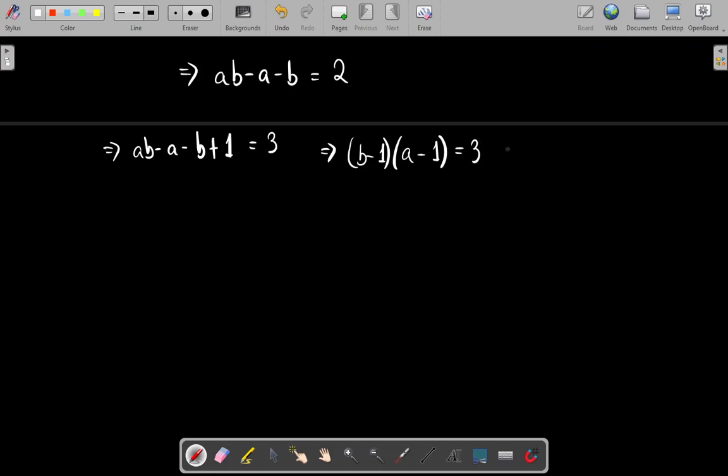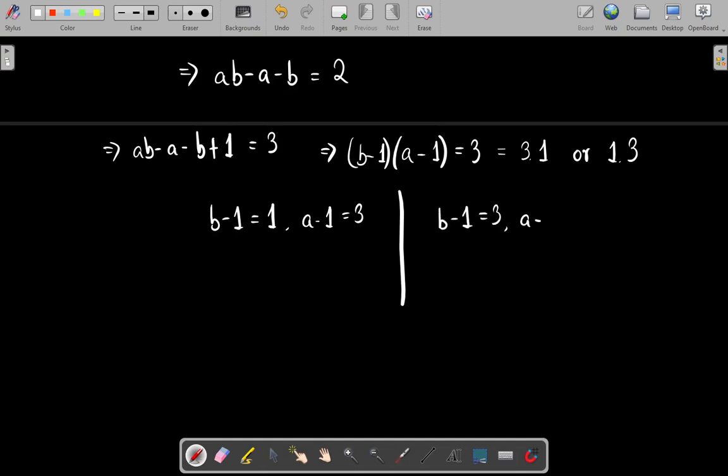So now this 3 can be written as 3 times 1 or 1 times 3. So from here we can conclude either b minus 1 equal to 1 and a minus 1 equal to 3, or we can have b minus 1 equal to 3 and a minus 1 equal to 1, right? These are the two combinations. So from here we get b equal to 2 and a equal to 4, or else we get b equal to 4 and a equal to 2. So these are the two combinations we get.